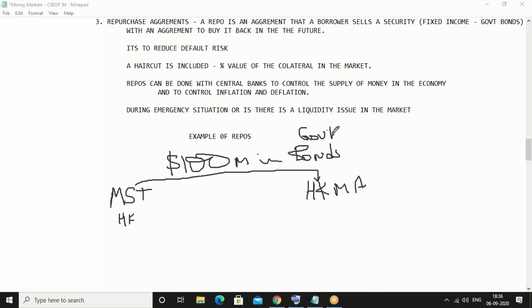Government bonds. And what is the HKMA going to do? They're going to give them the cash of $100 million. Okay, now my question to you guys is, if you're the HKMA and I'm Morgan Stanley, the $100 million you gave me, will that change in value? Does 100 million become 99 million, 98 million, or does it go up to 101, 102? Will that change?